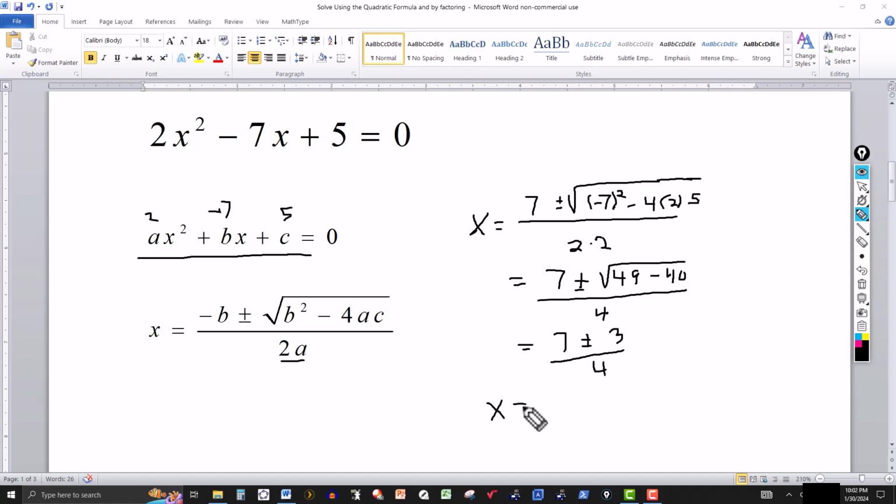So that means that x can equal 7 plus 3 over 4, which is 10 over 4. And then it's 7 minus 3, the plus and the minus. So 7 minus 3 is 4, and 4 over 4 is 1. And then we just reduce this. 10 over 4 divided by 2, numerator and denominator, I get 5 over 2 and 1. So x can equal 5 halves or 1, which is the same answer that we got using the factoring method. And of course, if you use the method of completing the square, you should get the same thing.